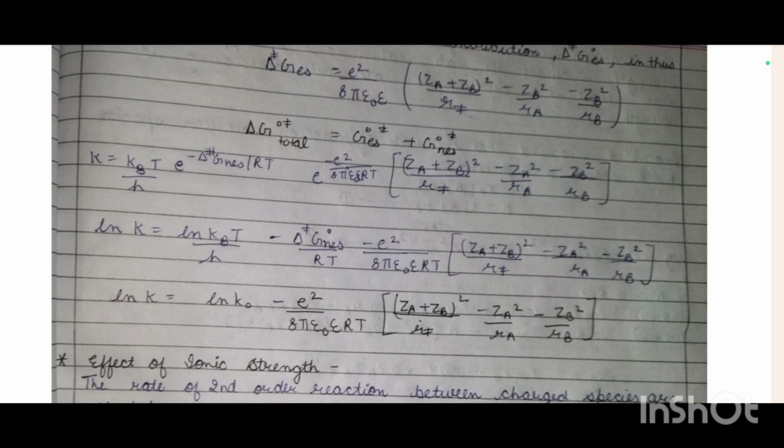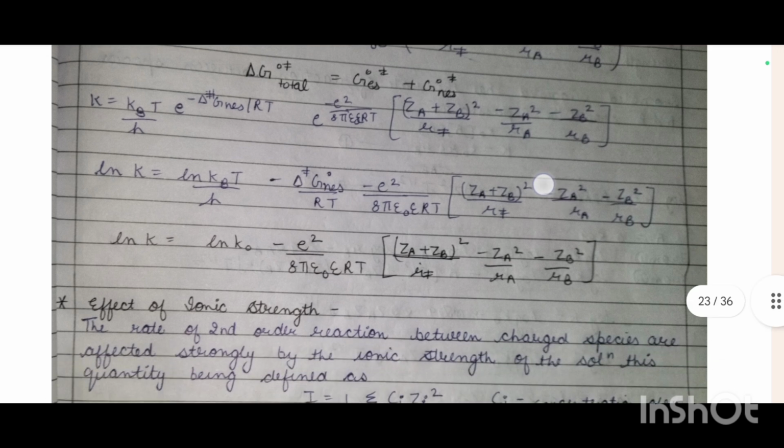So ln k is equal to ln(k_BT/h) minus ΔG non-electrical divided by RT minus e²/(8πε₀εRT) multiplied by [(z_A + z_B)²/r‡ minus z_A²/r_A minus z_B²/r_B]. So ln k is equal to ln k₀ minus e²/(8πε₀εRT) multiplied by [(z_A + z_B)²/r‡ minus z_A²/r_A minus z_B²/r_B]. Effect of ionic strength.